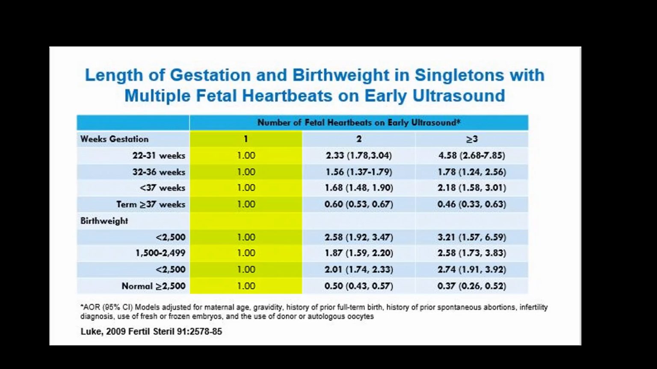So this is one fetal heart as the reference. This is 2, and this is 3 or more. And remember, all of these deliveries are singleton deliveries. So these fetal hearts were early in pregnancy, but the birth then still resulted in a singleton. So each of the preterm birth and lower birth weight groups had a higher adjusted odds ratio, while the term and normal birth weight groups had lower adjusted odds.